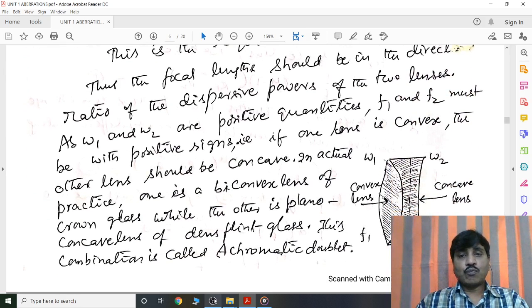Thus, the focal lengths should be in direct ratio of the dispersive powers of the two lenses. As omega 1 and omega 2 are positive quantities, f1 and f2 must have opposite signs. That is, if one lens is convex, the other lens should be concave. In actual practice, one is a biconvex lens of crown glass, while the other is a plano-concave lens of dense flint glass. This combination is called achromatic doublet. In this way, we can minimize the chromatic aberration.